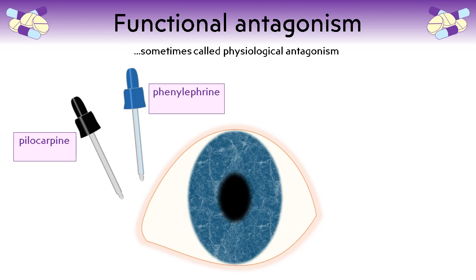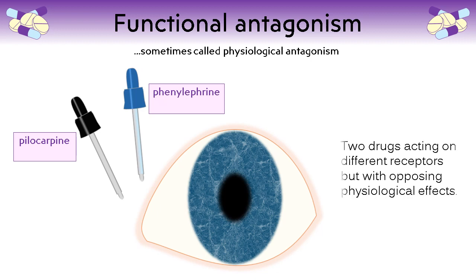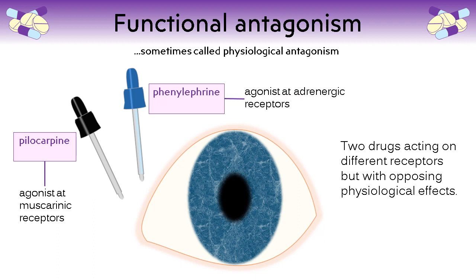Another type of antagonist is a functional antagonist, sometimes also called a physiological antagonist. Functional antagonism is seen when two drugs acting on different receptors have opposing physiological effects. In this example, we have two droppers containing solutions of drugs. The one on the left contains pilocarpine, which is an agonist at muscarinic acetylcholine receptors. The dropper on the right contains phenylephrine, an agonist at alpha-adrenergic receptors.